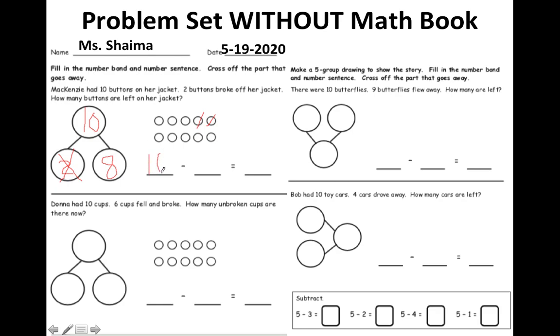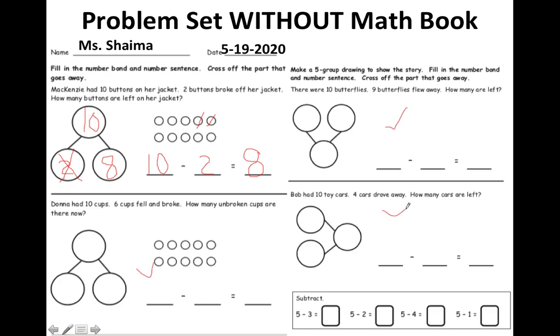We started off with 10, two of them broke, and then we are left with 8. So all three have to match. If one of them doesn't match, meaning if your number bond doesn't match with your picture and your number sentence, then the whole problem is incorrect. It has to match together because they're all saying the same thing. Please complete the rest by yourself.